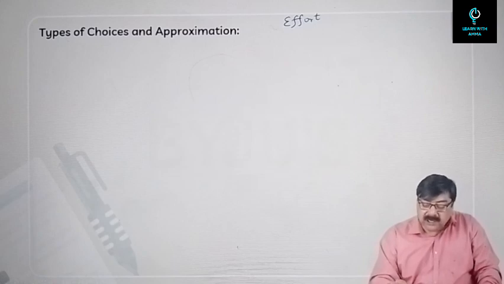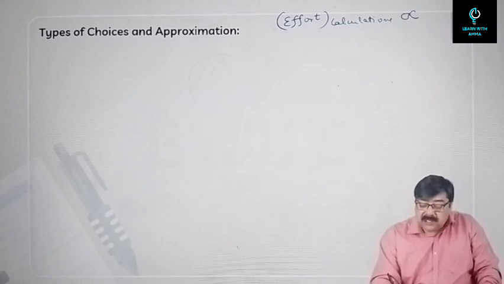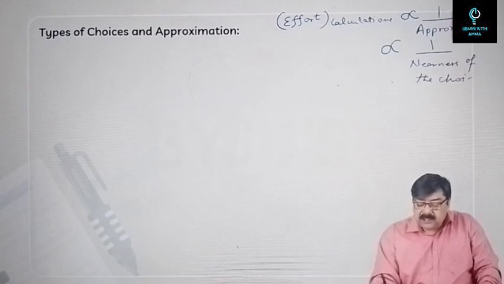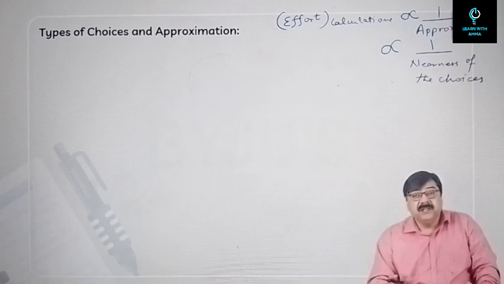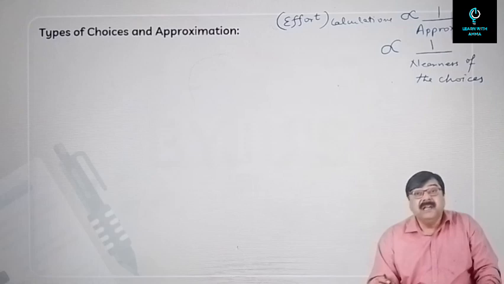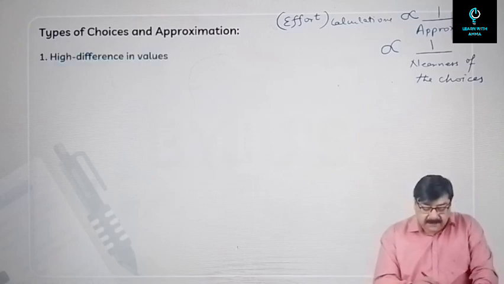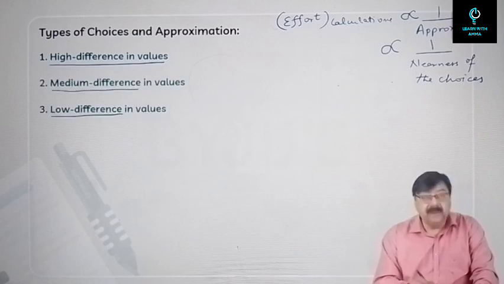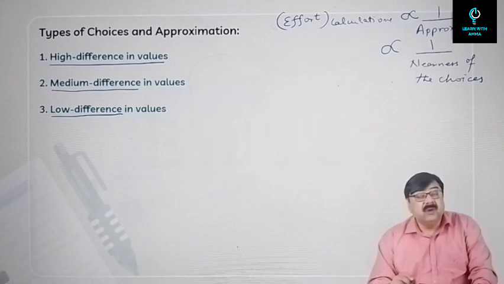So the effort required to perform the calculations is inversely proportional to the scope of approximation, or let us say inversely proportional to the nearness of the choices. So if choices are very near to each other, the effort involved will be more. If the choices are quite far from each other, then the effort involved will be quite less. So it depends whether the difference in the values is high, medium, or low. We will take an instance to devise an approach for each of these types of choices.